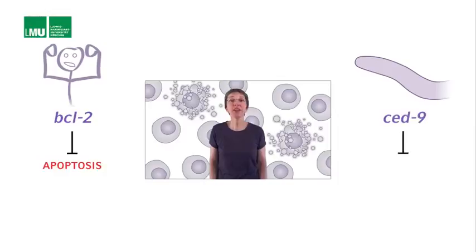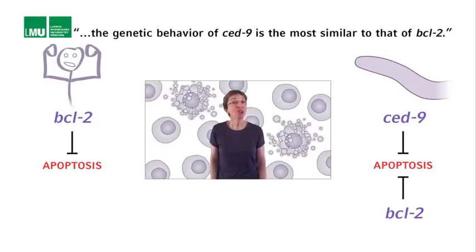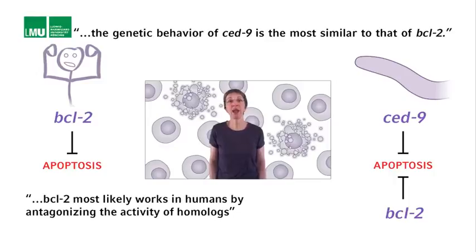BCL2 can block apoptosis in mammals. Similarly, SED9 can block apoptosis in C. elegans. BCL2 can also block apoptosis in C. elegans. In their discussion, Rowe and colleagues state the genetic behavior of SED9 is the most similar to that of BCL2. They do not go as far as proposing that SED9 might be the ortholog of BCL2. However, they do speculate that as SED9 appears to act by inhibiting SED3 and SED4 activity, BCL2 most likely works in humans by antagonizing the activity of homologs.